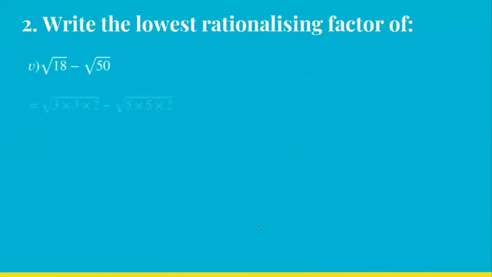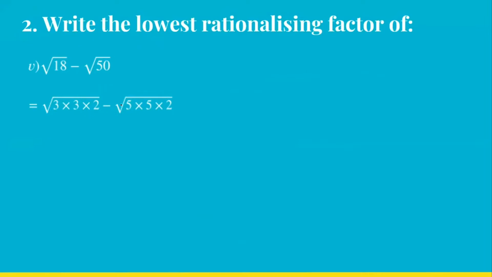Root 18 minus root 50. Let us simplify this further. We want to find the lowest rationalizing factor, right? So root 3 into 3 into 2. 3 3s are 9, 9 2s are 18. When it comes out, it is going to be 3 root 2.